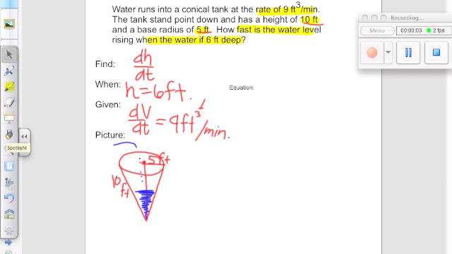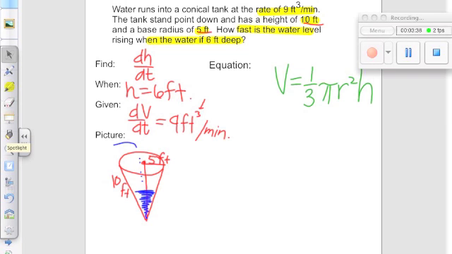So I know I have to deal with volume because I've been given a dV/dt. If we look back into our problem, the volume of a cone is V equals 1/3 pi r squared h. So this is doable, but there is one problem.